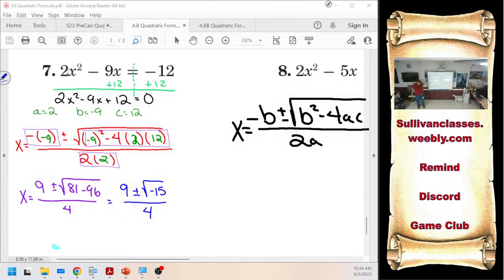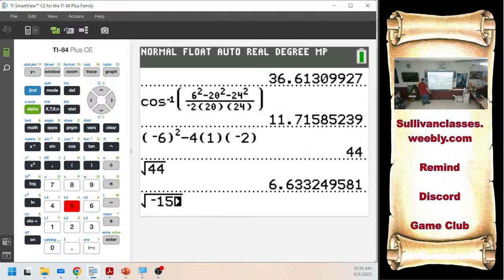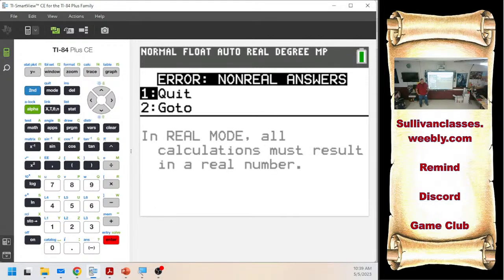Is negative 15 one of the numbers on my yellow diagonal of perfect squares? Is plain old 15? No. So, calculator it is. Grab a calculator. And I do the square root of a negative 15. What does it tell me? You can't do that.